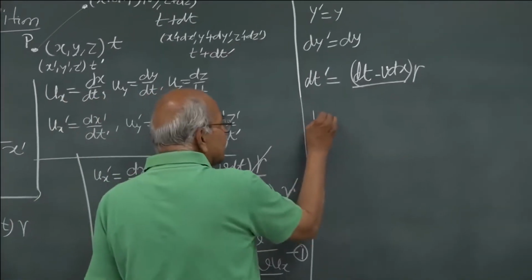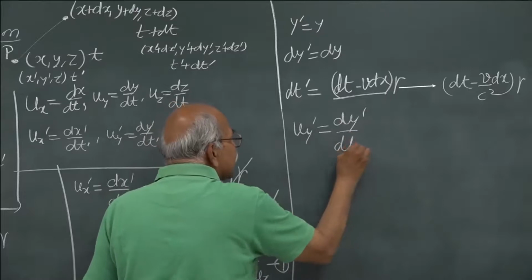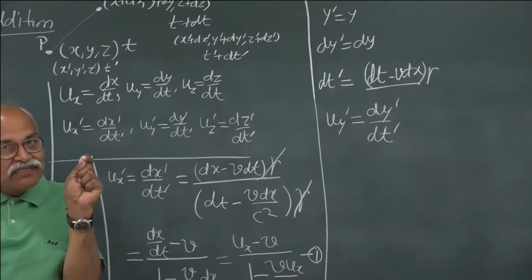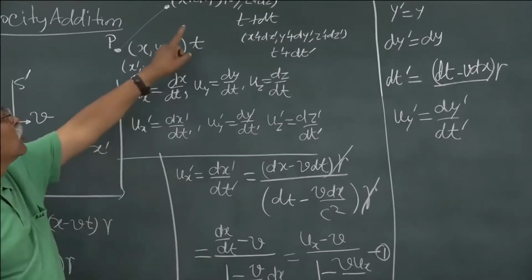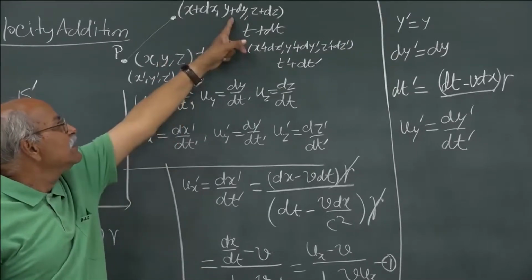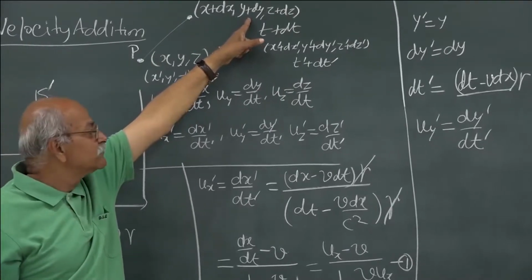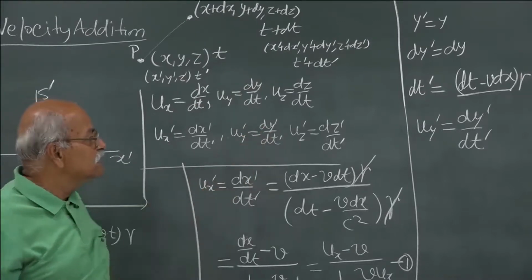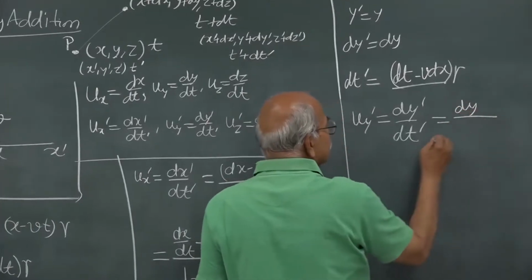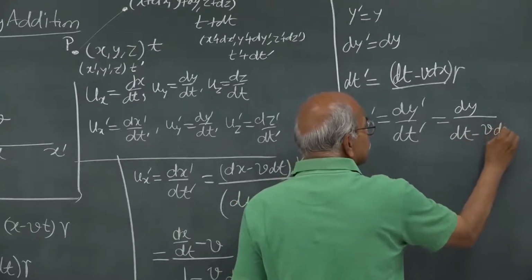So uy prime is equal to dy prime by dt prime, that is the definition of uy prime. In y direction, how much is the displacement? From y it has gone to y plus dy. So this dy by dt is uy, the component of velocity in y direction. So you have uy prime is dy prime by dt prime, and that is equal to dy divided by dt prime, that is dt minus v dx by c square times gamma.